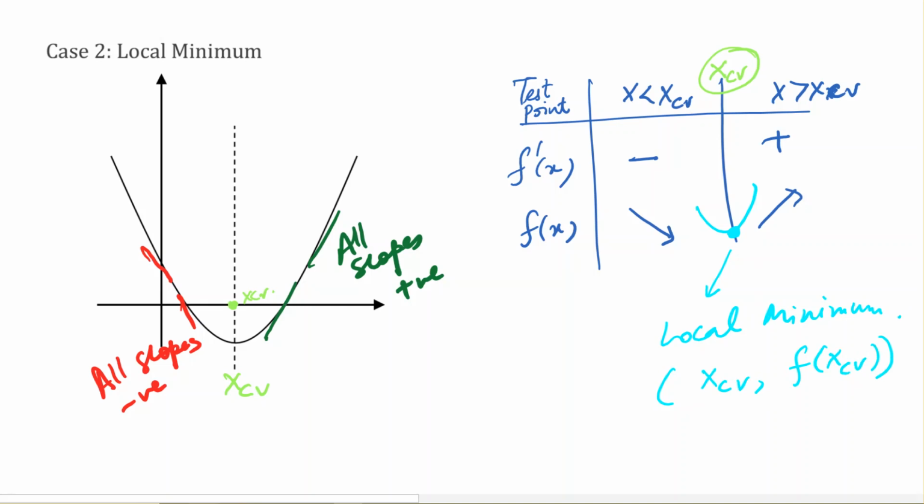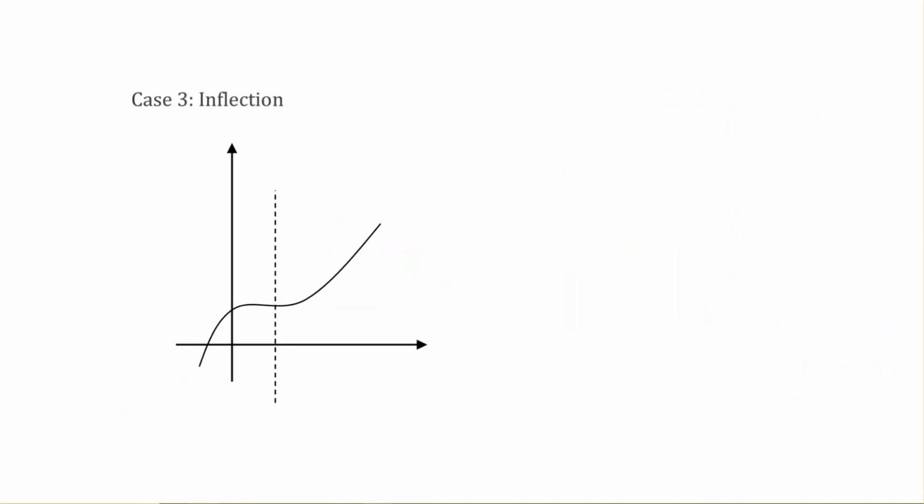So if the sign of the slope changes from negative to positive in the neighborhood of the critical value, we get a local minima. It's always a good idea to make the table and draw it so that you don't confuse positive to negative versus negative to positive. Or we can have something like this.